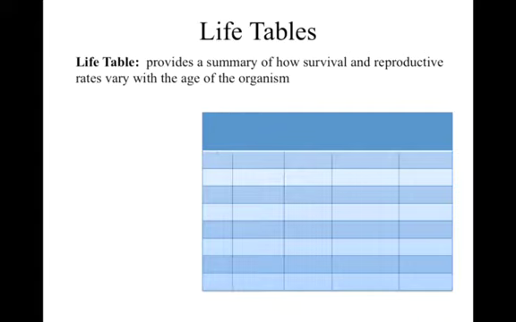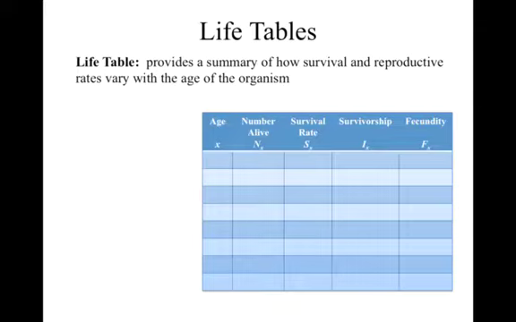And a life table is basically a table that provides a summary of how survival and reproductive rates vary with the age of an organism. So typically when I'm making a life table, I'll start with one column for the age, and then another column that tells me the number alive at each age, and then a third column where I calculate what's known as the survival rate, a fourth column where I calculate what's known as survivorship, and you need to keep survival rate and survivorship separate and straight in your mind. I guarantee you some of you will get those confused on a test, and they are different, and you need to know the difference. And finally, the final column is typically fecundity.